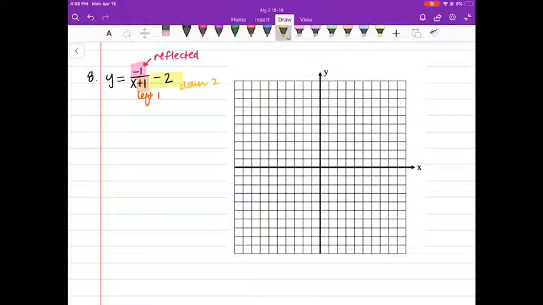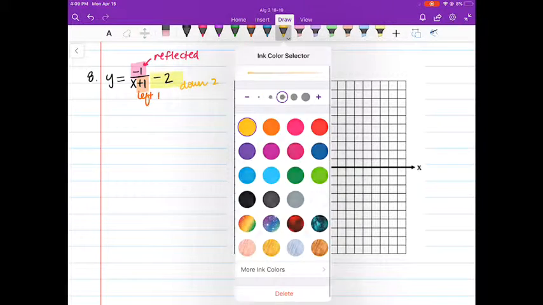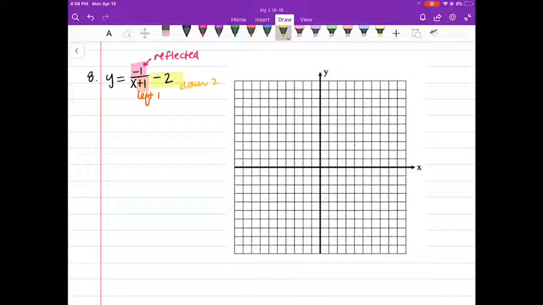Now, right away, if we know that we have this k value and our graph is shifted down 2, that means our horizontal asymptote is going to be at -2. We can tell that right away because of that k value. So our HA is the horizontal line, y equals -2.